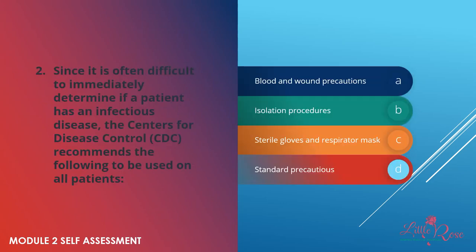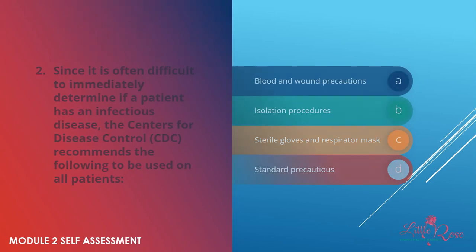Since it is often difficult to immediately determine if a patient has an infectious disease, the Centers for Disease Control (CDC) recommends the following to be used on all patients. Blood and wound precautions, option A. Isolation procedures, option B. Sterile gloves and respirator mask, option C. Standard precautions, option D.